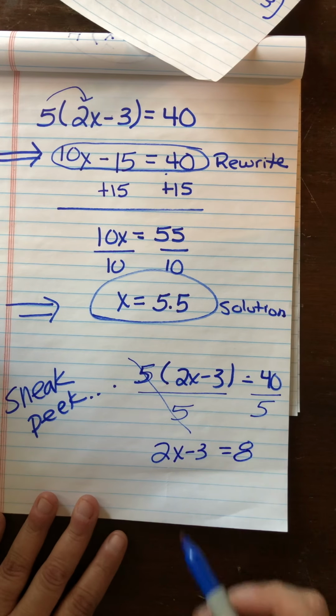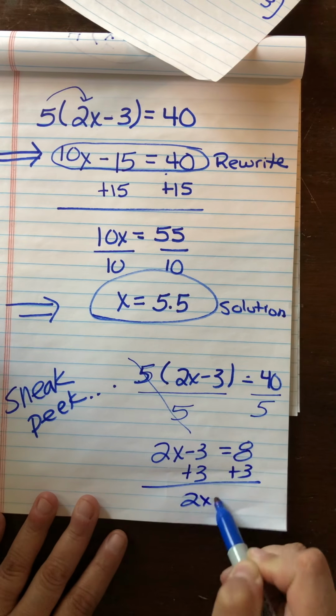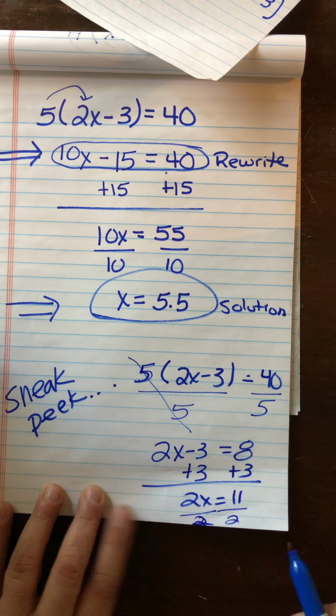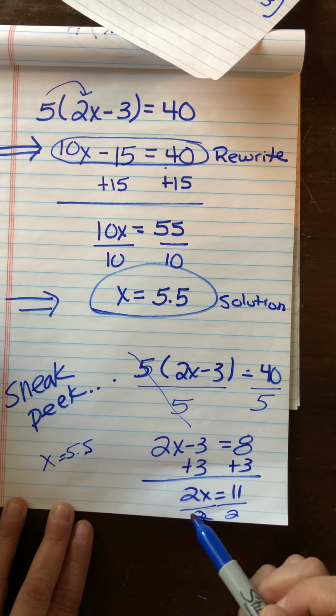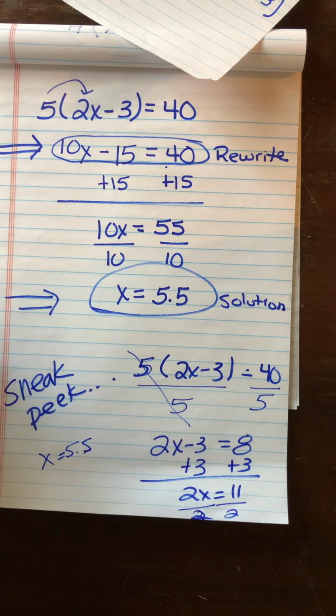And then I solve from there by adding 3 to both sides. 2x equals 11. Divide both sides by that 2. And I get the same solution, that x equals 5.5. So this is just another way to solve the same equation.